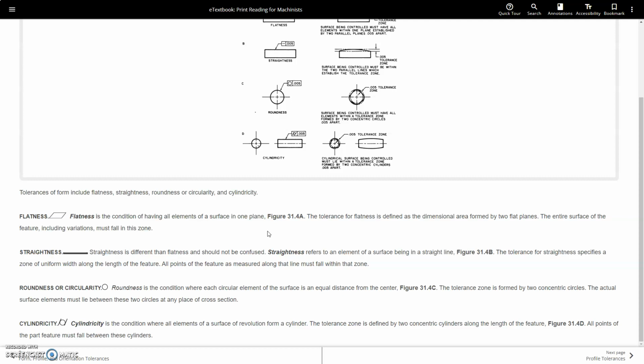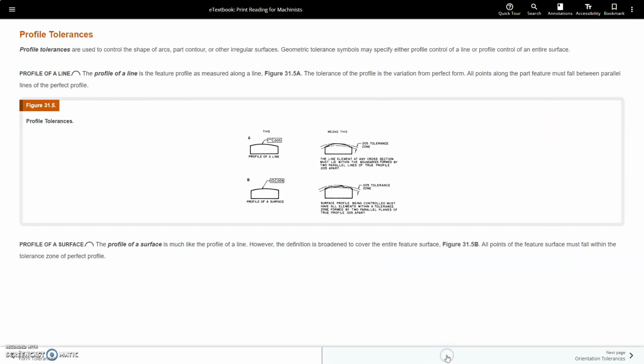The tolerance zone is specified or defined by two concentric cylinders along the length of the feature. Figure 31.4d: all points of the part feature must fall between these two cylinders. So you've got profile tolerances. They're used to control the shape of an arc, part contour, or irregular surfaces. Geometric tolerance symbols may specify each profile control of a line or profile control of an entire surface.